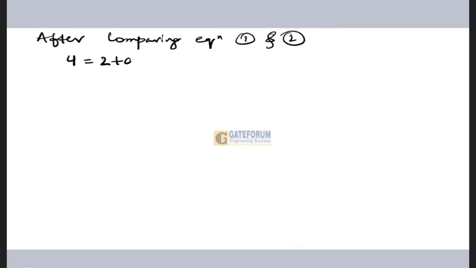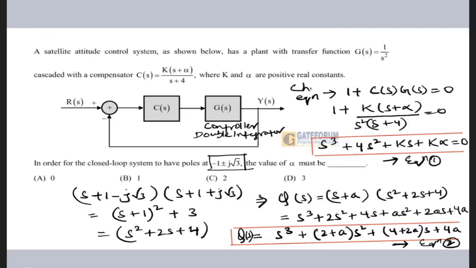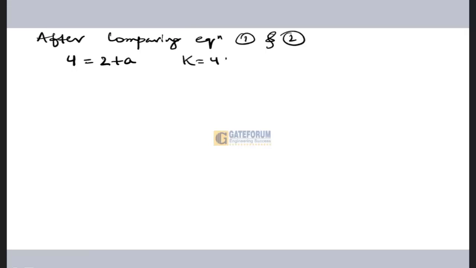So after comparing equation 1 and 2, what am I getting? 4 is equal to 2 plus a. Then what am I getting? k is equal to 4 plus 2a. And the last one is k alpha is equal to 4a. So from here, first I'll get the value of a.